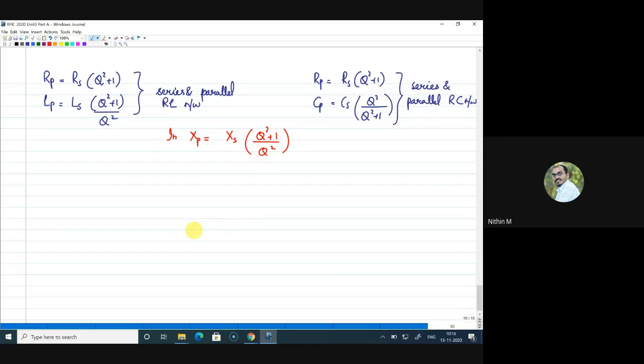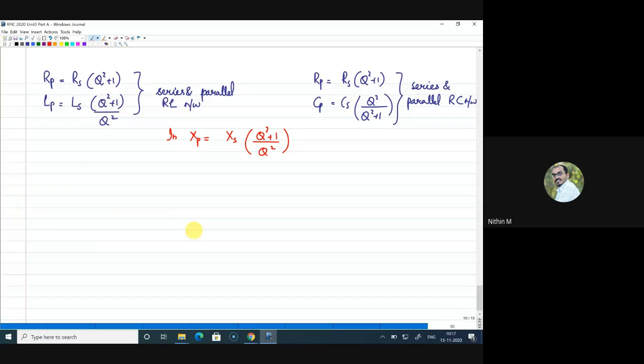One more thing to understand here: this equivalence holds good not over the entire range of frequency, but only for a very narrow range of frequency, very close to the center frequency. We'll see why this is valid only for a short range of frequencies.